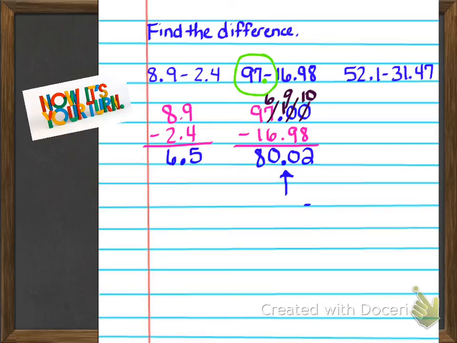So this will be our last problem for this lesson. 52 1/10 minus 31 47/100. Go ahead and pause your video, rewrite this problem vertically, one number above the other, and work it all the way out, and then hit the play button and see how you did.